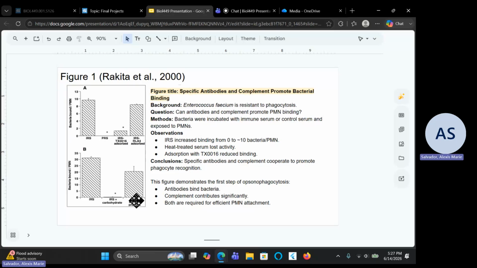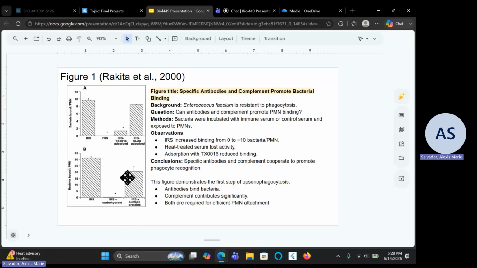And if we look at panel B, we are looking at 3 levels of IRS, the rabbit serum, where pure IRS is where the antibodies are free to bind to the TX strain of bacteria, which is resulting in high bacterial binding to PMNs. So this is a positive control. The next one is the IRS plus carbohydrate, and the purified carbohydrate absorbs many of the antibodies, and these antibodies can no longer bind to the bacterial surface.